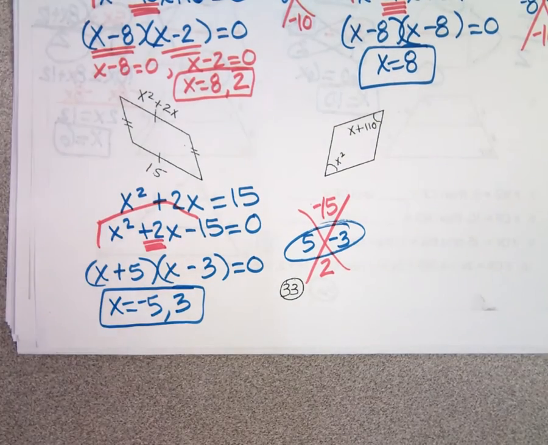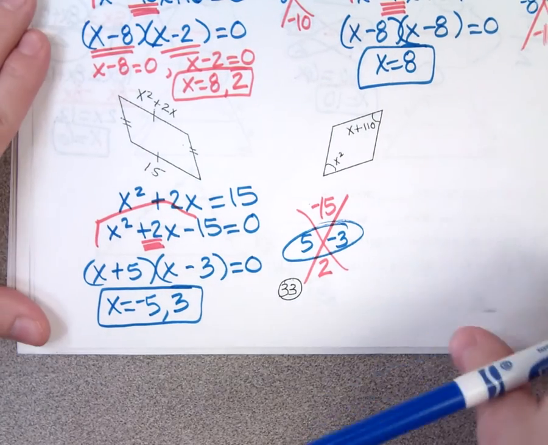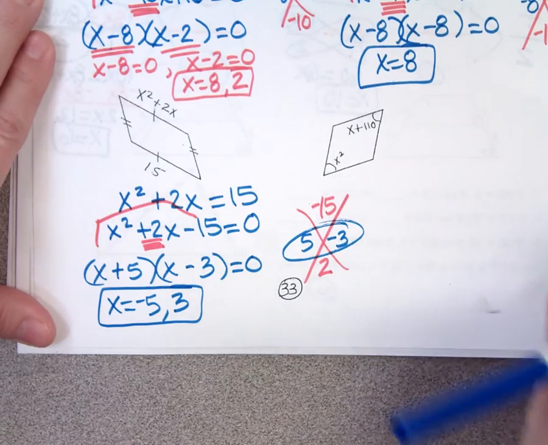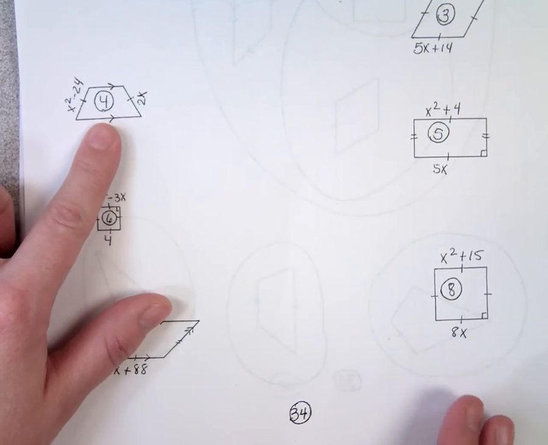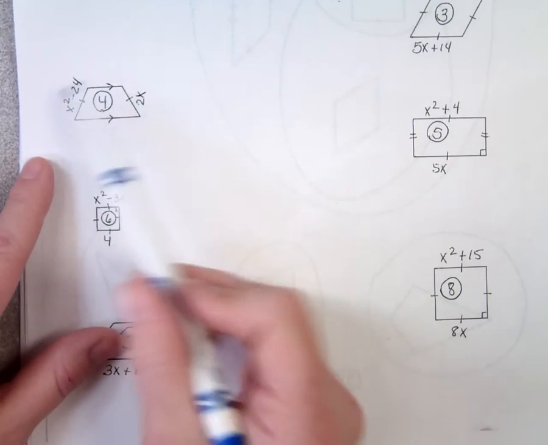Okay, so I changed my mind about a problem that I was going to have you guys do for homework. I want to do it now because it's a little different. So let's turn the page and let's go to this picture of this trapezoid. So this is page 34.